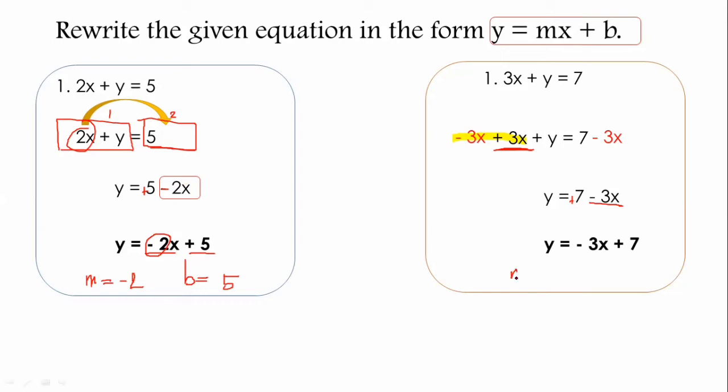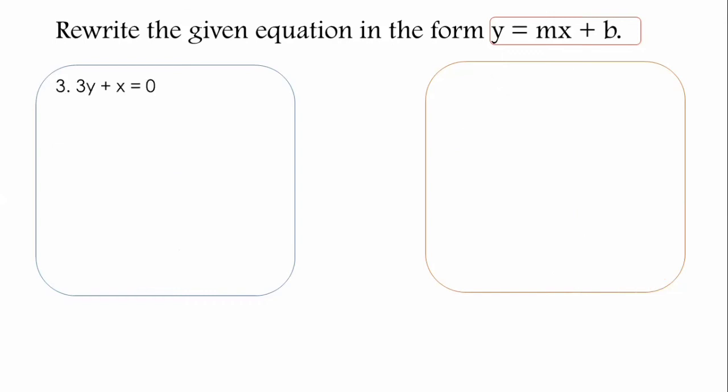Okay, how about this one? Ano yung m natin? It's negative 3. And ang b naman natin is positive 7. Of course, yung positive, hindi mo na siya kailangang lagyan kasi automatic na yon or understood na yon na positive siya. Okay. Next. Okay. What if we have 3y plus x is equal to 0?